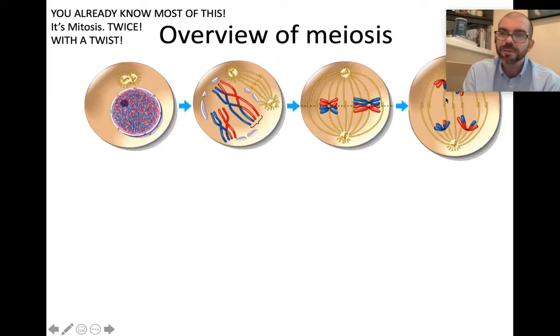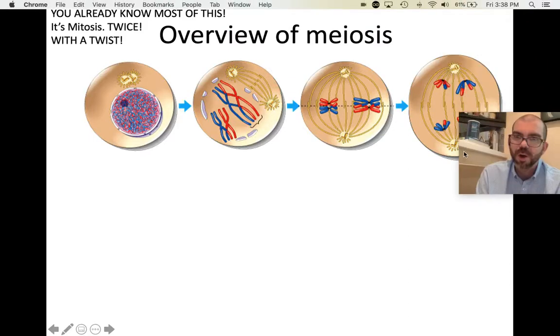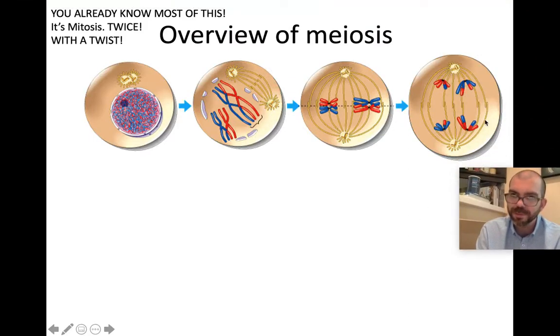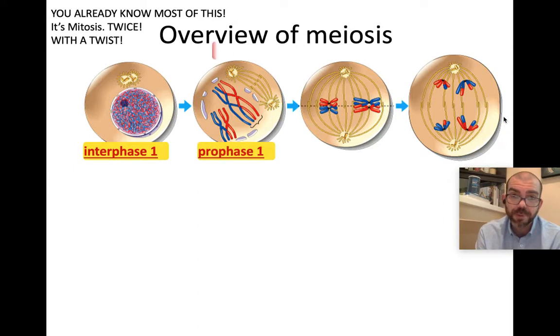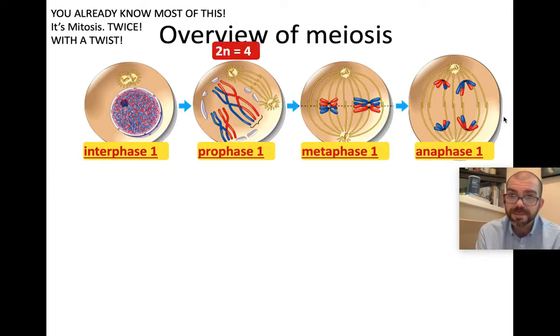So here's an overview of meiosis. Hopefully this diagram looks pretty familiar to you. I've got my nucleus, it dissolves. They're dancing, they're separating. We're going to use the exact same names to understand the phases of meiosis that we used in mitosis. For example, that's interphase, prophase, metaphase, and anaphase.